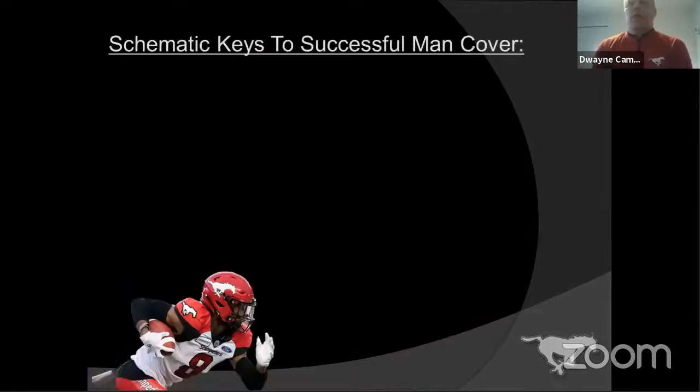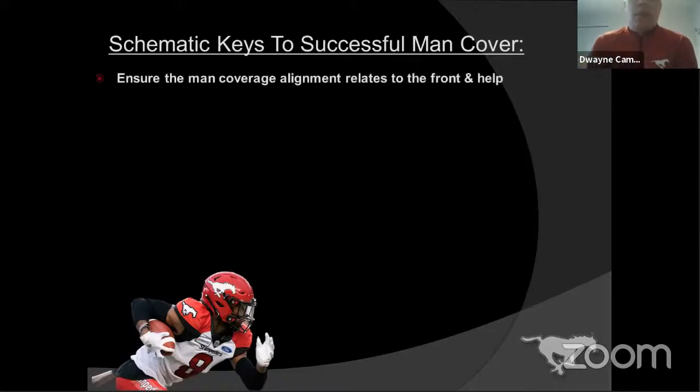All right, so just to start off, what are some of the schematic keys to successful man-to-man coverage? Everybody's going to have different ideas of the things that are important. But I think in order to be successful, you have to ensure that the man coverage alignment you're asking your players to play relates to the type of front that you're playing and the help that you're going to provide them in coverage, right?